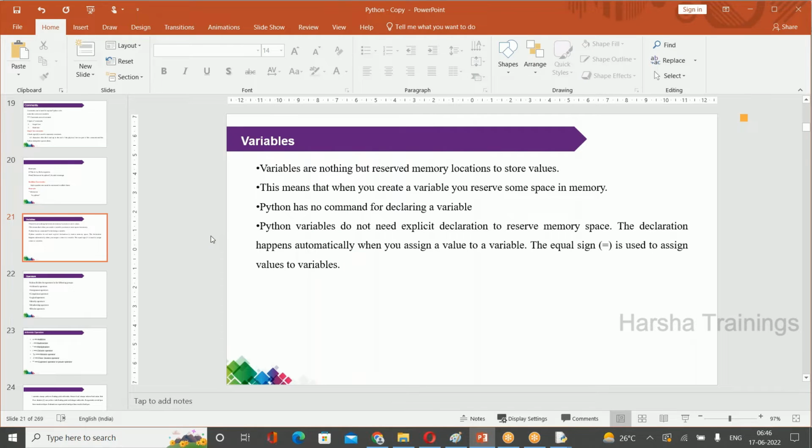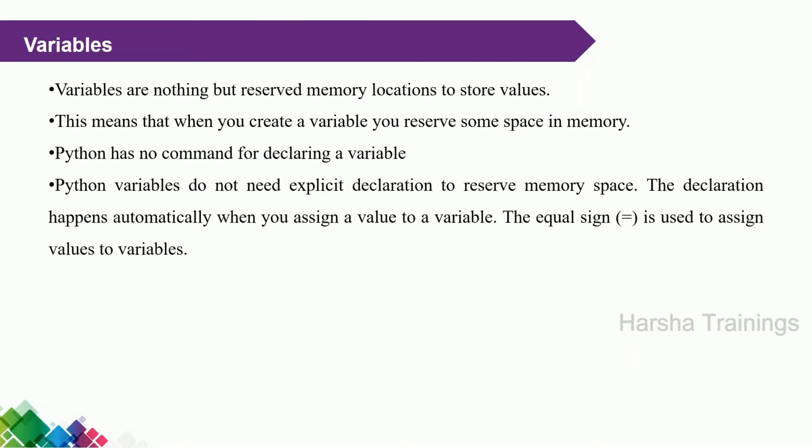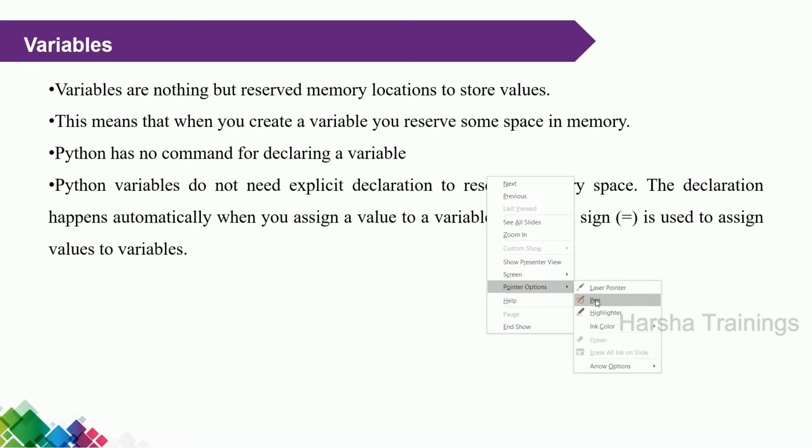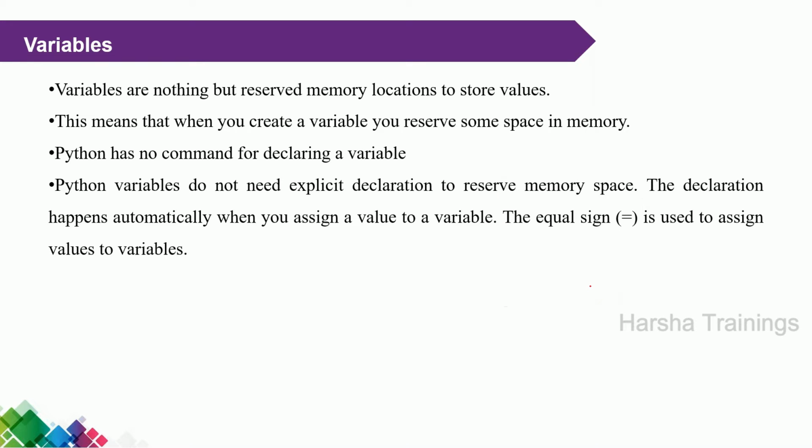Now the next topic is variables. Actually we know the concept of variables. How do you know? a is equal to 5, b is equal to 6. All those are generally called variables.